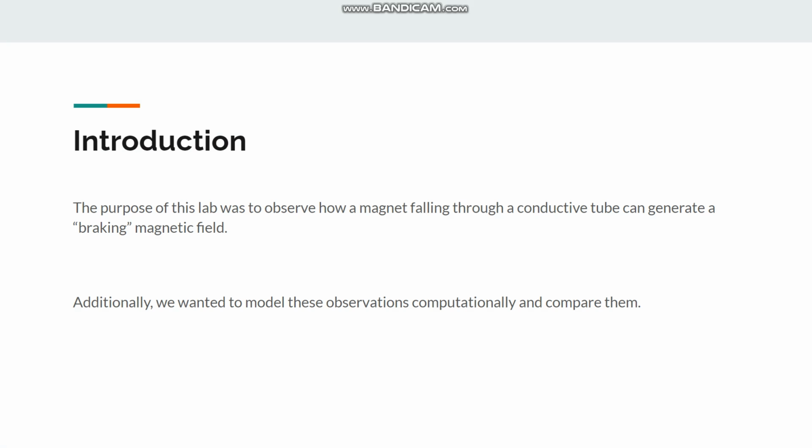So just as the name of this lab suggests, the purpose of this lab was to observe how a magnet falling through a conductive tube can generate this braking magnetic force on that magnet. Once we observed that, we wanted to model those observations computationally and compare them to one another.